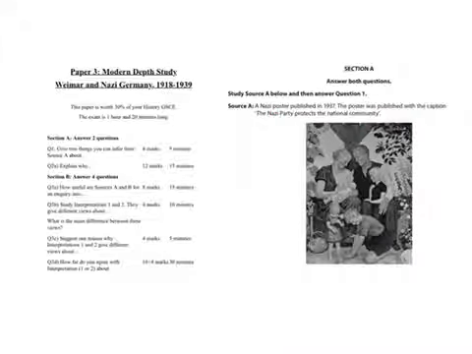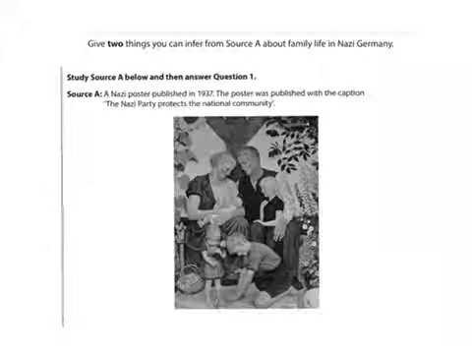So the first thing you have to do on a question like this, always, is read this bit here, the attribution of the source. Once you've read the attribution, obviously the next thing you have to do is read the question. So this question says, give 2 things you can infer from source A about family life in Nazi Germany. Not a bad idea to get your highlighter out and highlight the main bit in the question, which is family life, and you've got to give 2 inferences.